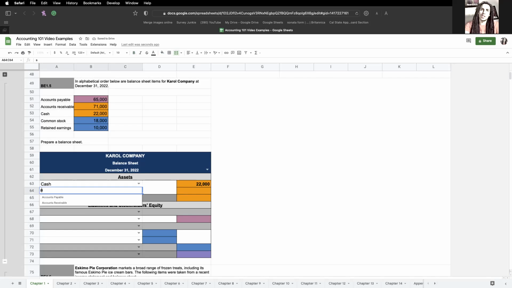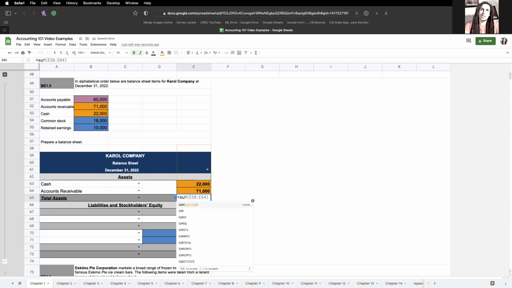Now, accounts receivable is next. Accounts receivable is the cash that is owed from customers that is expected to be paid. That is $71,000. Then the total assets here, we're going to sum these two up to get 93,000.